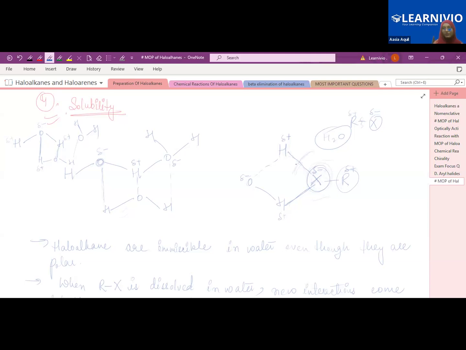solvents, right? So that's the reason: due to the weak intermolecular force of attraction between the halogen and the hydrogen atom, the bond is very weak. So it will break, and you can't mix the haloalkane into the water. That's why it is immiscible in water.